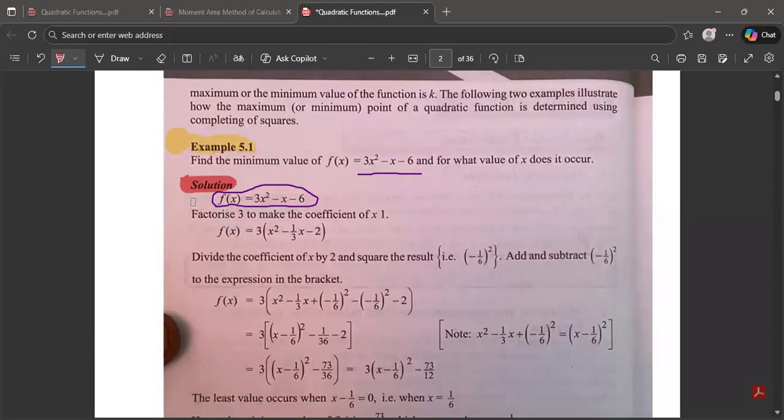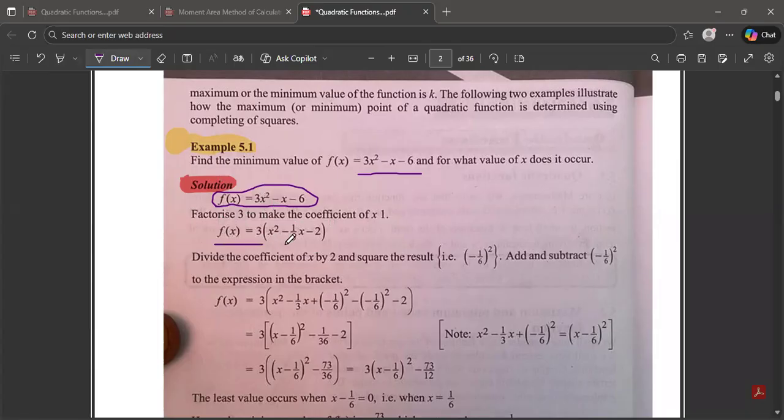So this should tell you something. Always you have to repeat the question, because when you lose that mark, you are the one doing it to yourself. Then secondly, what are you going to do? You are going to factorize the coefficients. You are going to factorize 3 out to make the coefficient of x squared to be 1. And that is what they did over here.